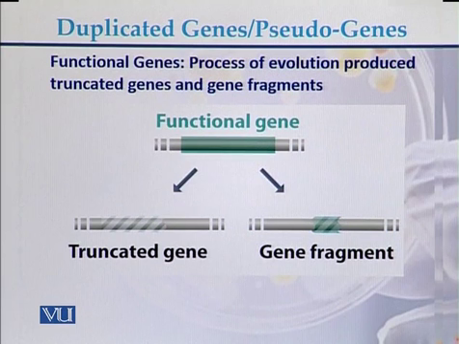So these are two different phenomena by which the duplication occurred. Functional genes, through the process of evolution, produced truncated genes and gene fragments. Through the evolutionary history, many functional genes were converted either into truncated genes or into small gene fragments. Most of these truncated genes or gene fragments are non-functional.